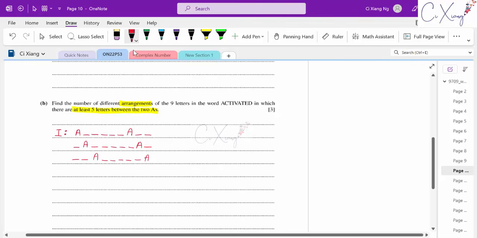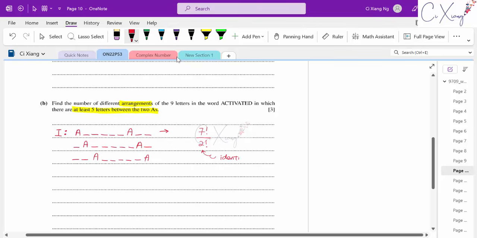For this question, how can I calculate the permutation? Since we already put the A at a certain position, we are not going to arrange the A anymore. So for the first case, I will only focus on the remaining letters. I have 1, 2, 3, 4, 5, 6, 7 remaining letters and I want to arrange them. When I arrange the remaining 7 letters, the steps will be 7 factorial. And out of the 7 letters, I have 2 identical T's, so I have to divide it by 2 factorial.